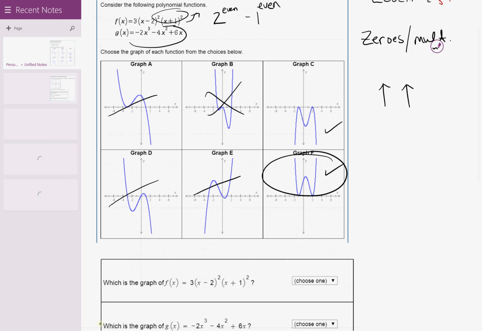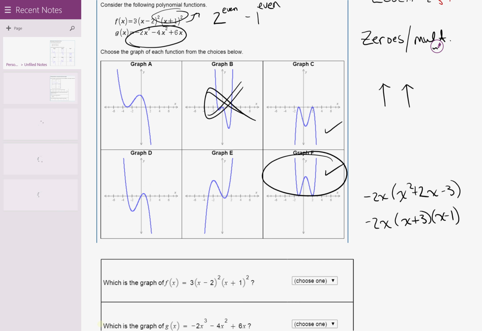Okay. For the next one, I need to factor, and I'm going to take out a -2x, and that leaves x squared plus 2x minus 3, and that is -2x times x plus 3 and x minus 1. Okay. I'm going to erase those marks.